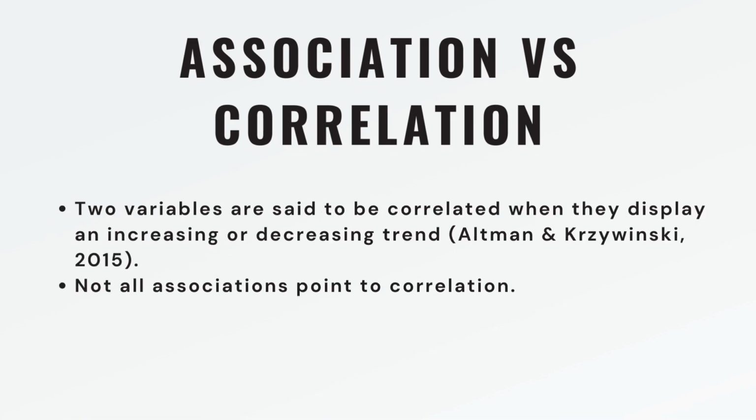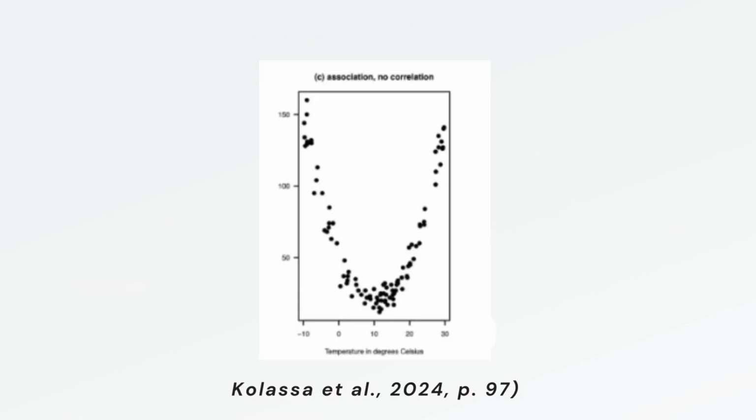Two variables are said to be correlated when they display an increasing or decreasing trend. Correlations help display the degree to which variables coincide with one another. Not all associations point to correlation. Figure 11.2c by Colasa et al. shows an association between temperature and demand, such as high temperatures and demand for sunscreen, which is mentioned earlier as an example. This association, however, is not correlated since there is no linear relationship between the variables.